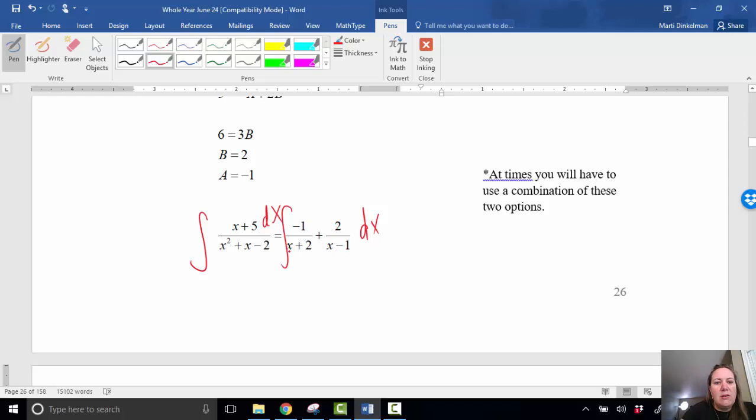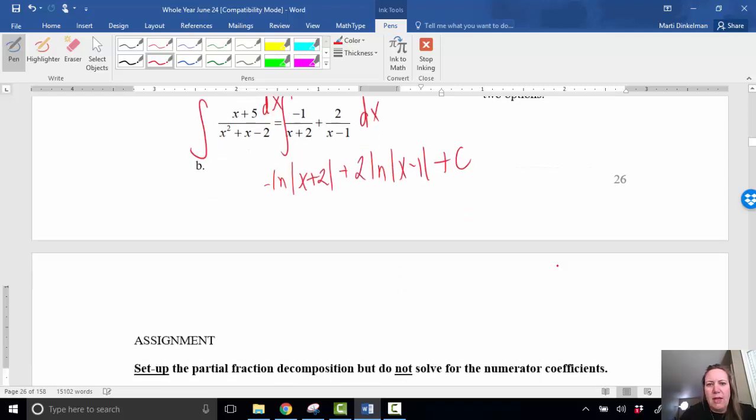When we do that, a lot of them are going to be natural logs, not all of them, but when there's an x to the 1 in the denominator, you know that's going to be a natural log. So that's going to be negative natural log of x plus 2 natural log of x minus 1, and then don't forget your plus c.